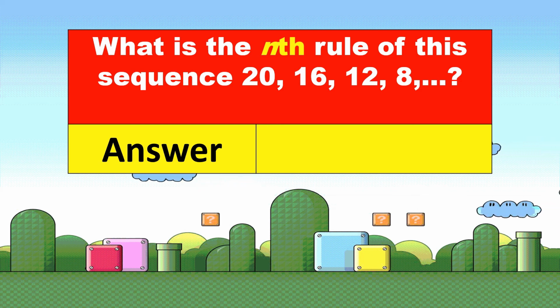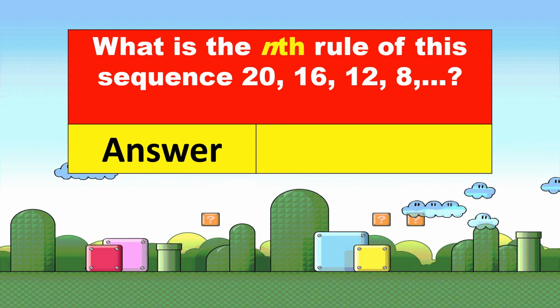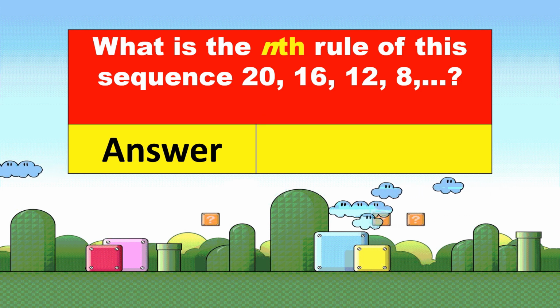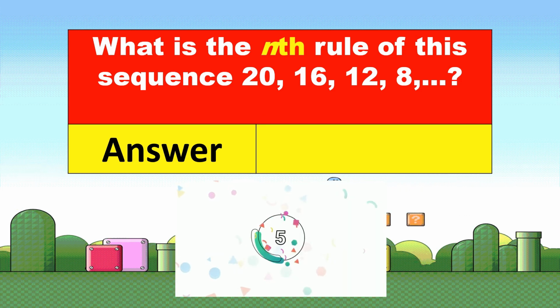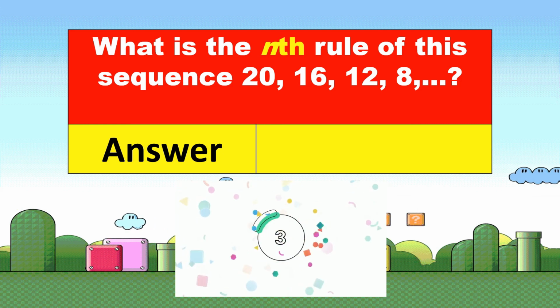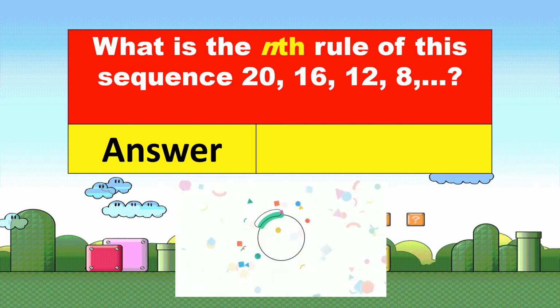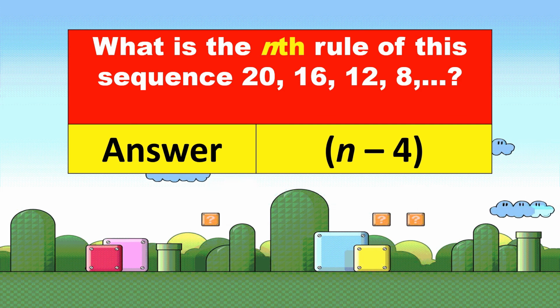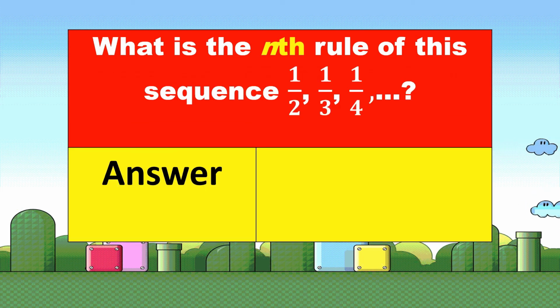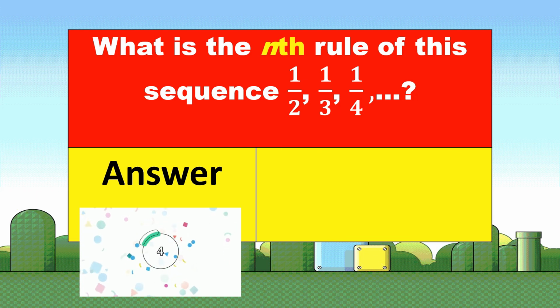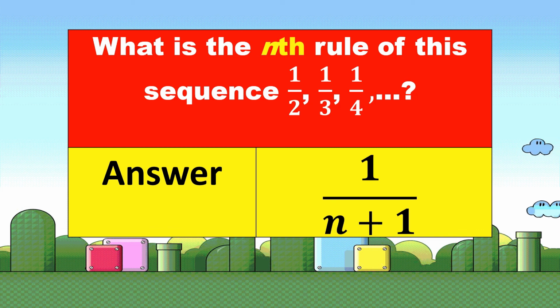What is the nth rule of this sequence? 20, 16, 12, and 8. The answer is n minus 4. What is the nth rule of this sequence? 1/2, 1/3, and 1/4. The answer is 1 over n plus 1.